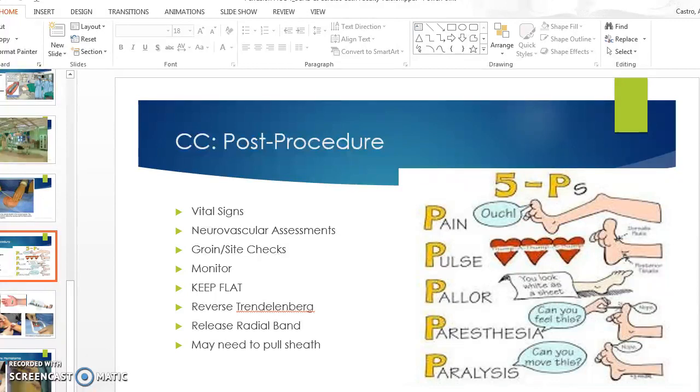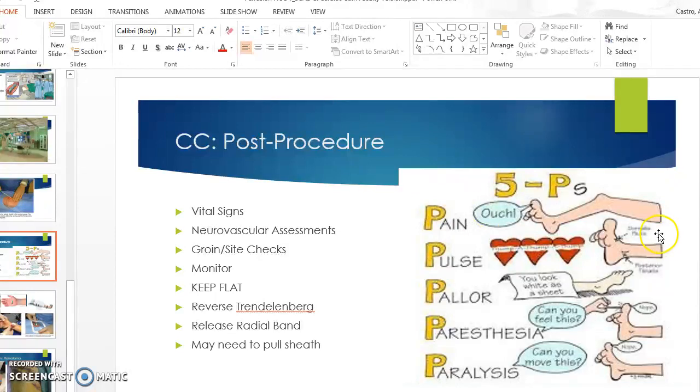These include vital sign monitoring, which is routinely every 15 minutes times 4, then every 30 minutes times 4, then every hour times 4. We do our neurovascular assessment, so that includes actually 6 Ps, because you're also going to be checking for, hang on, I need to see it before I can pronounce it, the poikilothermia. So that's your warmth. So we check for, are you having any pain?